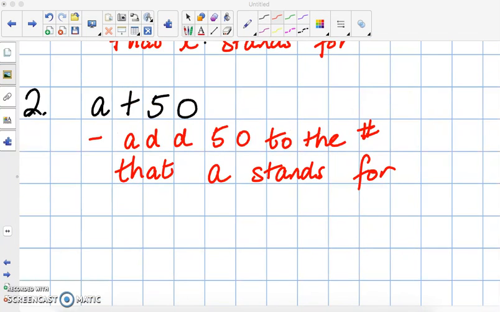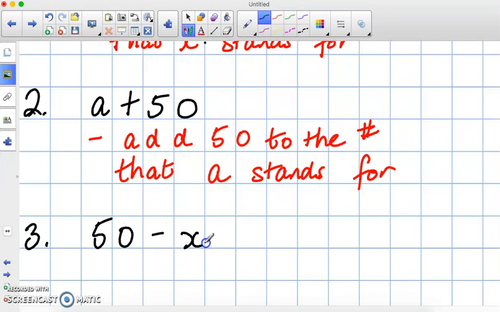Okay, example number 3 will deal with subtraction. So I'll work out the first example in this section with you, and then I'll give you an example that you should work out on your own. So number 3, let's go with 50 minus x.